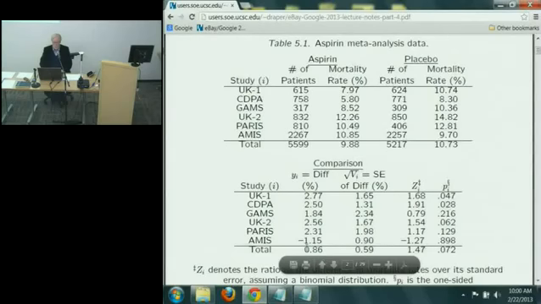So what happens when you do that is that you are pretending that there is no between study heterogeneity, when we can see manifestly that there's quite a lot of between study heterogeneity. In effect, what happens is that the AMIS study swamps what's going on because it has so many more patients in it, and that's actually a very poor estimate of what the actual effect of aspirin is.